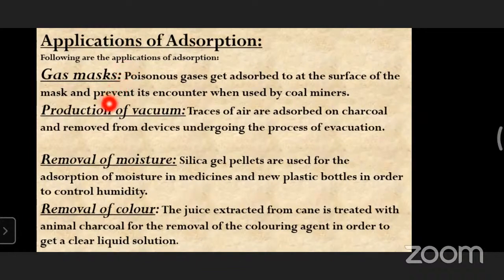Next, if we observe, production of vacuum. So what is this? Traces of air are adsorbed on the charcoal and removed from devices undergoing the process of evacuation. The same phenomenon is working here. In the process of evacuation, when we are creating a vacuum, the traces of air or toxic gases are adsorbed on the charcoal material, which behaves as an adsorbent, and are removed clearly from the devices undergoing evacuation. This is one of the better uses of the adsorption phenomenon.